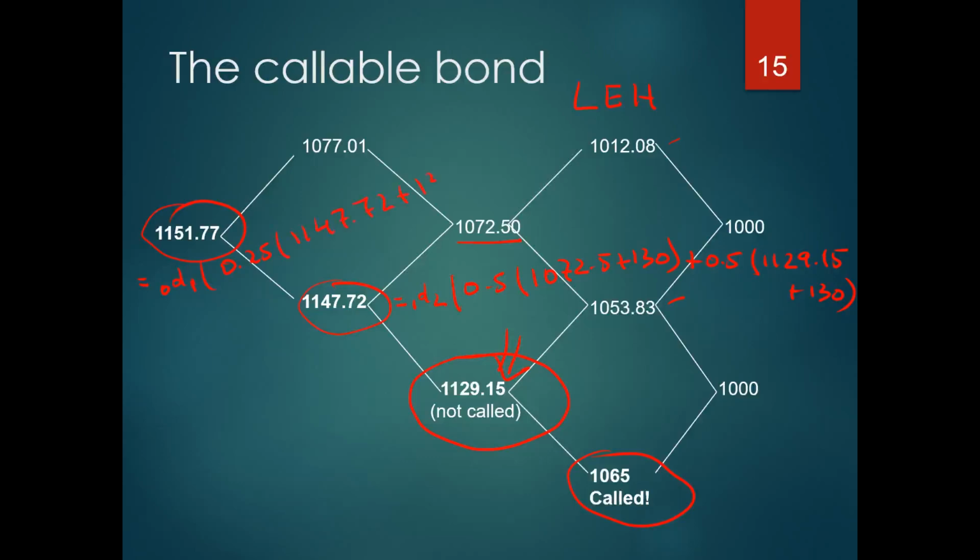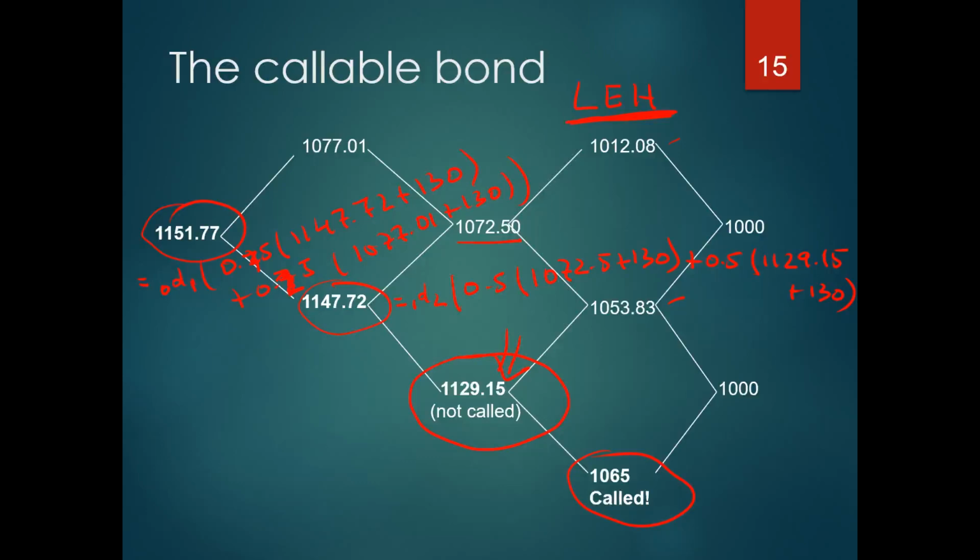1147.72 plus the coupon, because you're going to receive that coupon in that year, plus 0.75 times, actually this is 1075, this is 0.75, this is 0.25, this is 1077.01 plus 130. So actually this trick, you can only use it when we're under local expectation hypothesis. Otherwise, you must do synthetic replication.